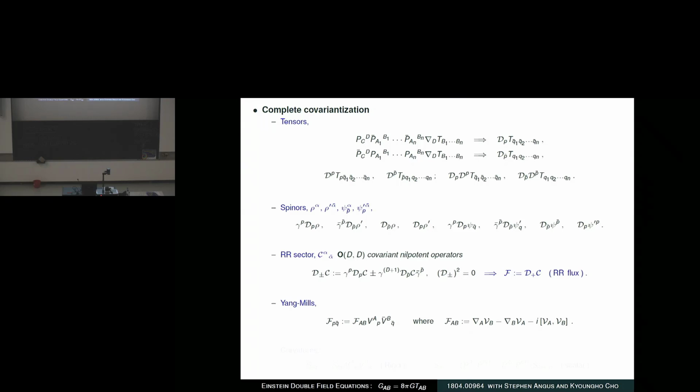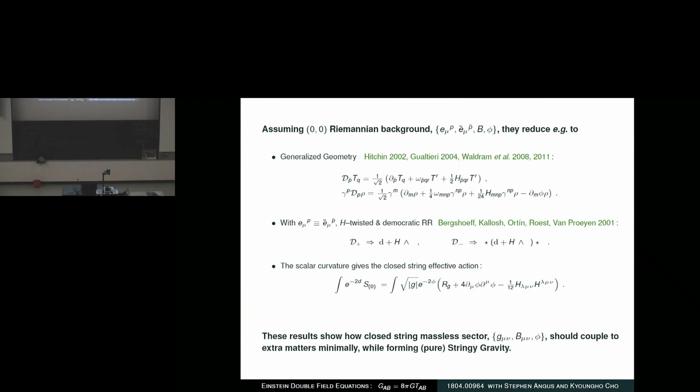I can finish. Okay, and then finally we can also construct a completely covariant two-index Ricci curvature and scalar curvature. So after plugging in the (0,0) Riemannian background, they reduce to the well-known generalized geometry result, or the so-called H-twisted K-theory extra derivative, or the democratic Lamont formulation. And the scalar curvature gives the aforementioned closed string effective action.